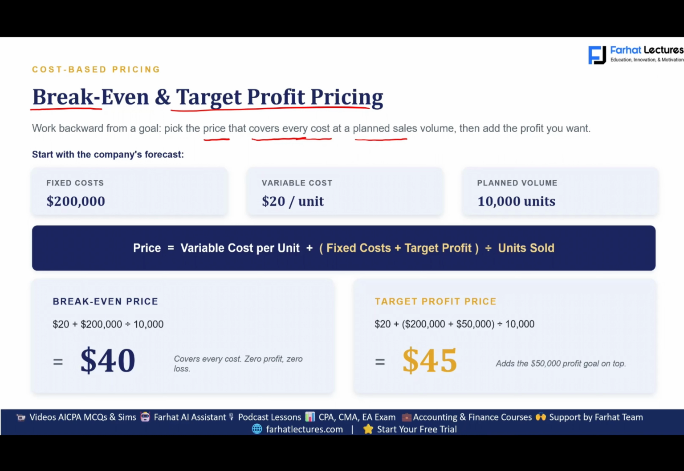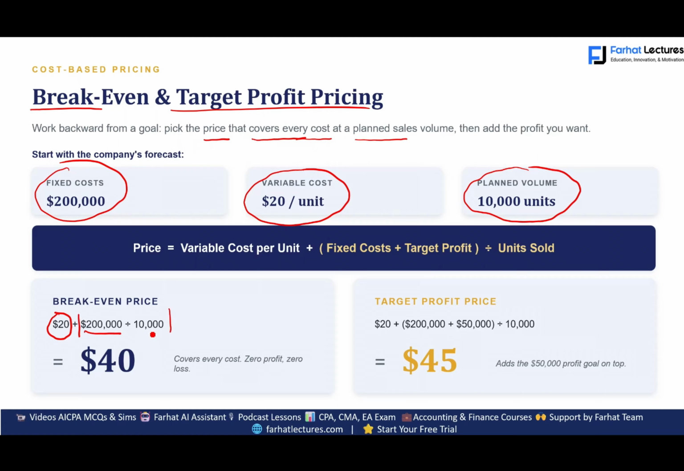So let's assume we're manufacturing sunglasses and we have a fixed cost of $200,000. We have a variable cost of $20, and we plan to produce and sell 10,000 units. First, we need to find out what our break-even point is. We have to cover our variable cost, which is $20, and we have to cover our fixed cost per unit. We are spending $200,000. We're going to spread that over 10,000 units, so that gives us another $20 of fixed cost per unit, variable cost plus fixed cost.